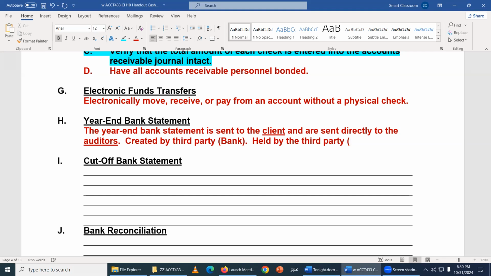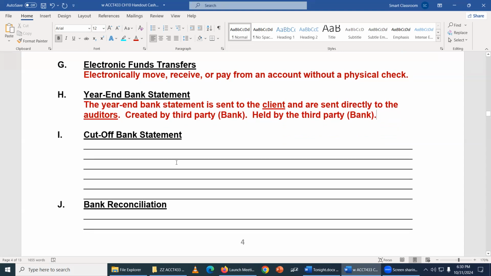And again, this is a standard auditing thing. And when you talk to the client, you're going to tell your bank, you're going to authorize us to be sent directly your bank statement, also the bank confirmations and all that kind of stuff.